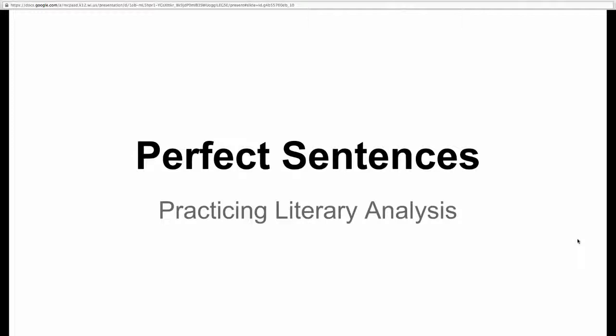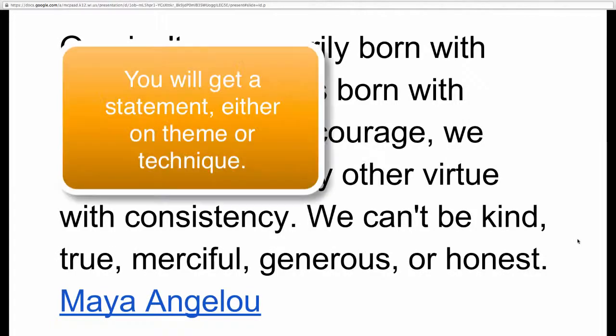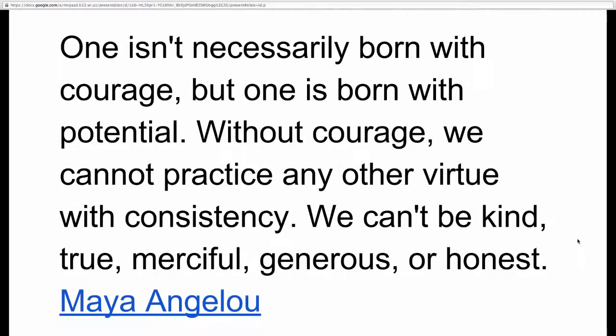They have all the different parts that we're looking for, and there's a process that you can follow to understand them. The first thing you're going to do when you do a perfect sentence is you're going to get a statement. Often the statement is going to have something to do with a theme, but sometimes the statement could have something to do with a tool or a technique. Let's read the statement that we are going to use now.